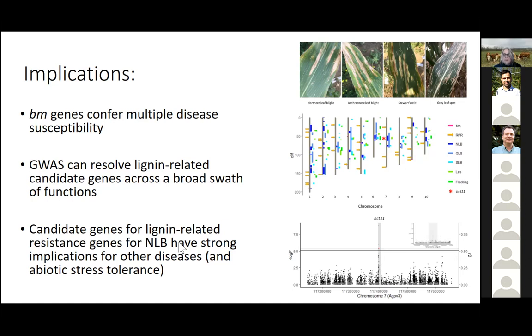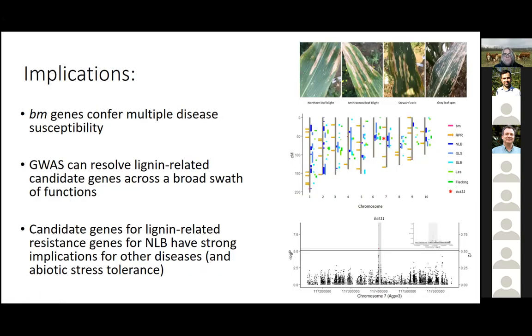The exciting thing is to see that HCT11 has multiple disease resistance. The LBD35 has a lot to be proven yet, but it's a good potential gene for resistance to both northern leaf blight and tar spot and others. And I think that's the end of my talk. Thank you for your patience.